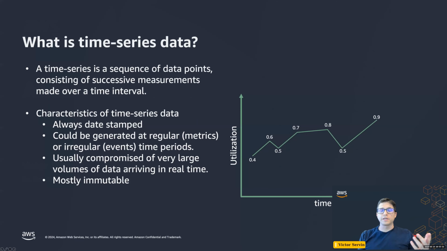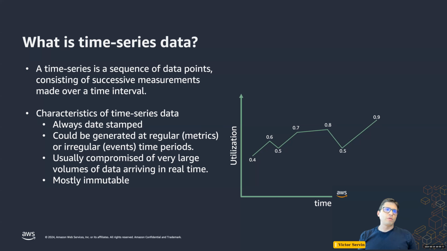And what's time series data? Time series data is nothing other than data that has certain characteristics, right? So it's usually always timestamped because you need the time dimension to be time series data. This data can be generated either at predetermined intervals of time, or could be event-based, which pretty much means that it can happen at any time. It is usually in high volumes, right?